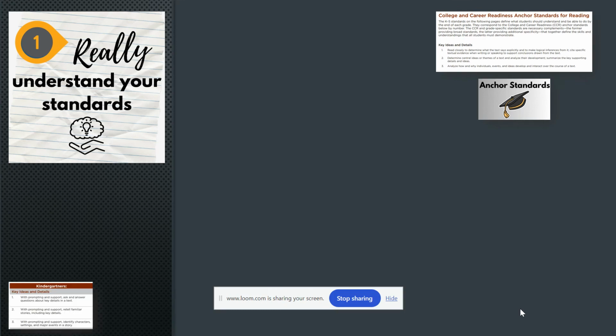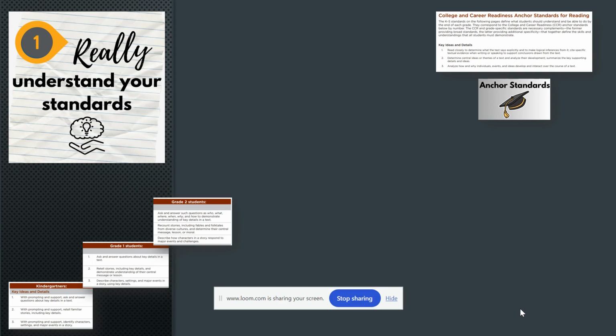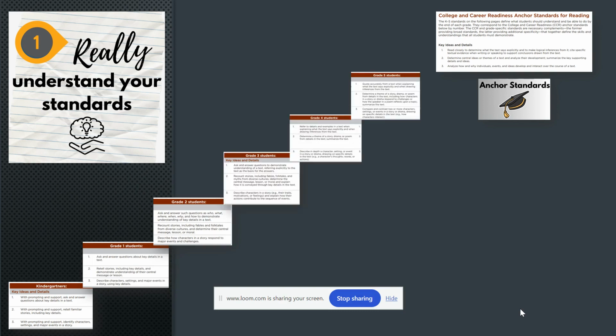We can break that down and say, well, we know kindergartners can't read closely to determine what the text says explicitly and to make logical inferences from it, cite specific textual evidence when writing or speaking to support conclusions drawn from the text. We can't expect a kindergartner to do that. But what we can expect a kindergartner to do is, with prompting and support, ask and draw answers about key details in the text. So each year, we're asking the students to build on previous knowledge and get more complex until they eventually get to that anchor standard that we're hoping that all seniors can do.